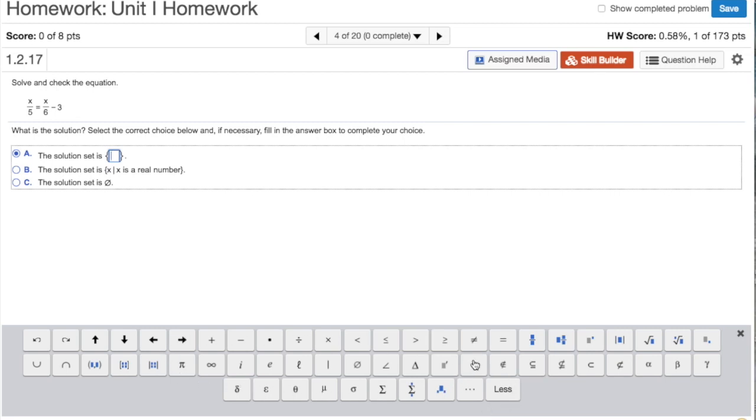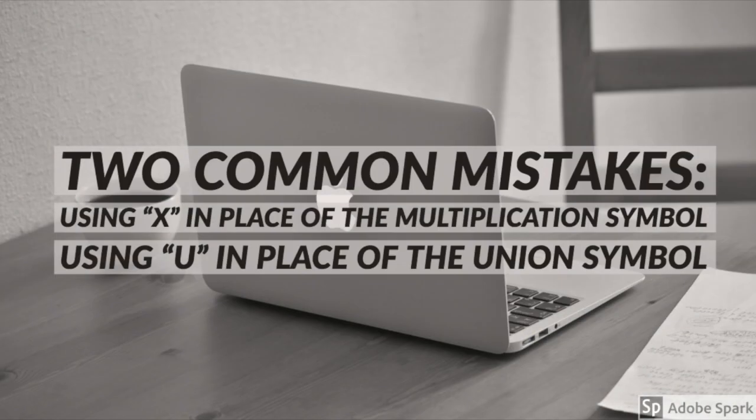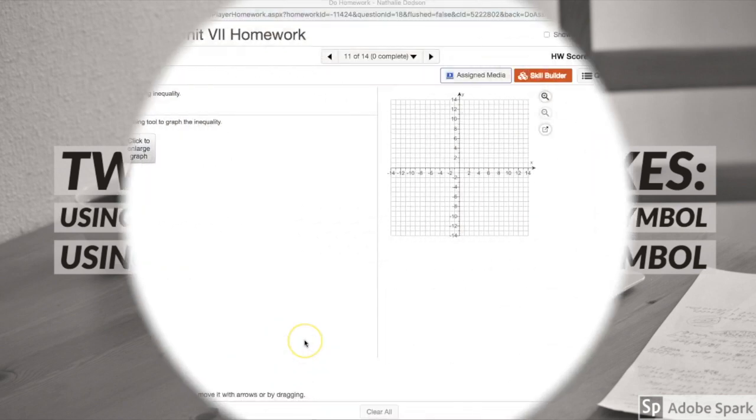MyMathLab provides. When you are writing in your answers that includes multiplication symbols, union symbols, fractions, exponents, and the like, be sure to utilize these buttons provided. Two common mistakes I see are using the letter X in place of the multiplication symbol and the letter U in place of the union symbol. Just remember that MyMathLab will count your problem wrong if you use these letters rather than the symbols.